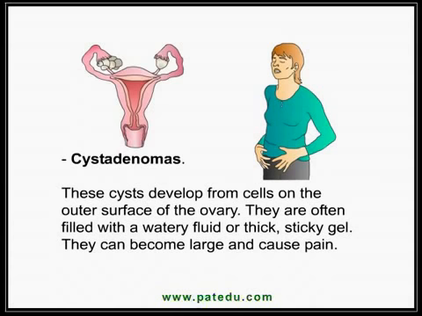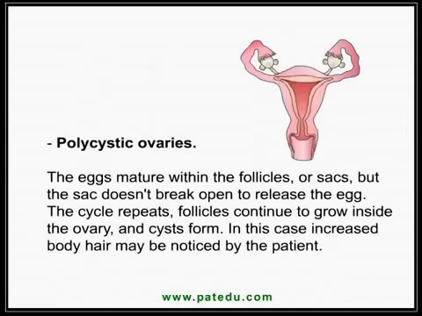Cystadenomas. These cysts develop from cells on the outer surface of the ovary. They are often filled with a watery fluid or thick, sticky gel. They can become large and cause pain. Polycystic ovaries. The eggs mature within the follicles or sacs, but the sac doesn't break open to release the egg. The cycle repeats, follicles continue to grow inside the ovary, and cysts form. In this case, increased body hair may be noticed by the patient.